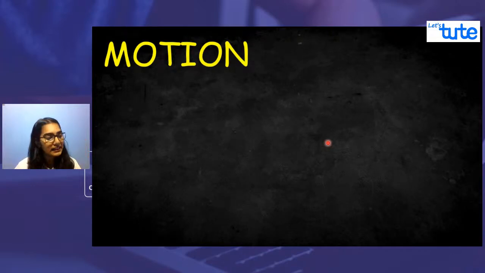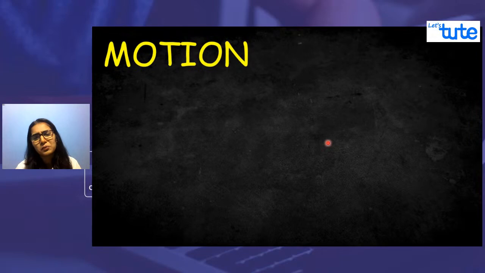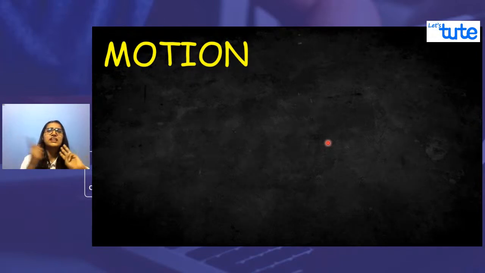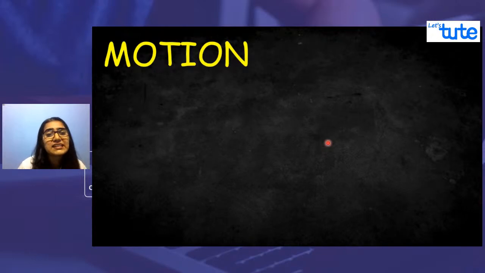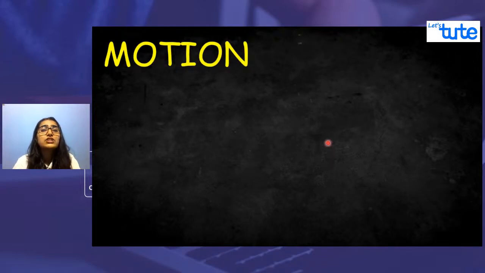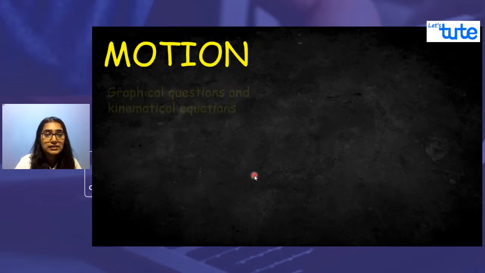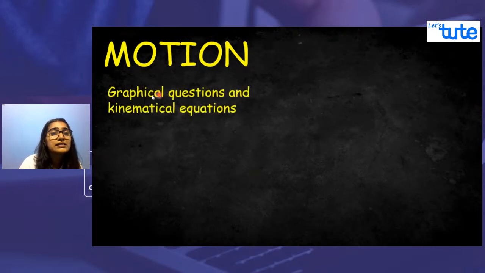So, guys, motion. Last lecture we had some basic numerics based on speed, velocity, distance, displacement. Do check that out if you want some easy numerics which come in your exams. But sometimes there are some numerics which are slightly confusing, and those are your graphical numericals. Your graphical numericals and your kinematical equations.